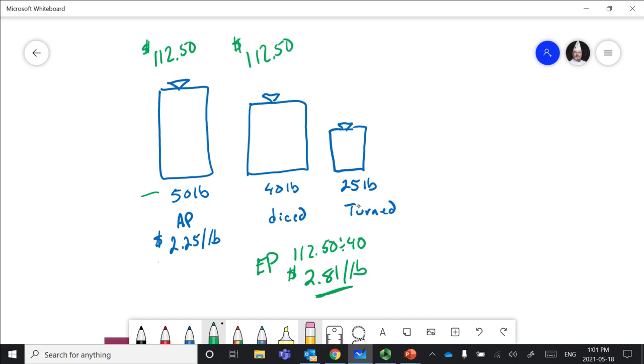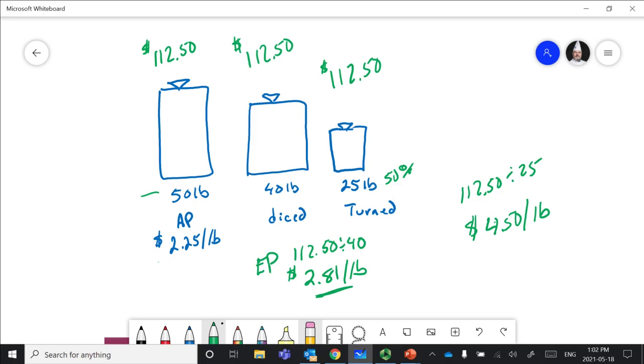Now you can take this a little bit further and say turned carrots, we had a far less yield. We had 25 out of 50 pounds, that's a 50% yield, right? But how much did we pay for those 25 pounds of carrots? $112.50, right? But now we only ended up with 25 pounds, so $112.50 divided by 25 gives us a new price per pound of $4.50 per pound. Notice the price went up every time our yield went down.